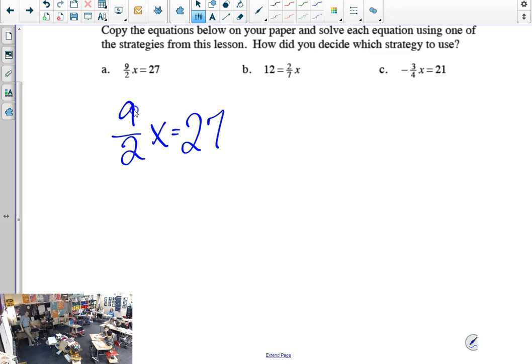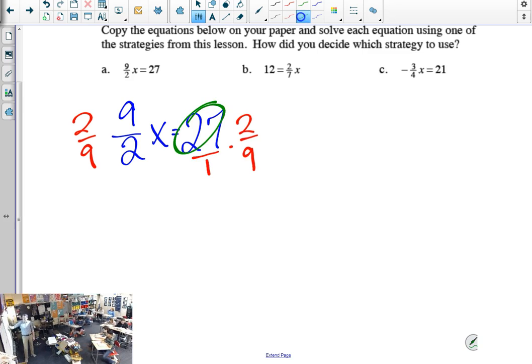Zach, what do I multiply by on both sides? 2/9. Hey guys, here's how you make your life easy. Cross reduce when possible. I saw people reaching for calculators. Cross reducing, reminder, not cross multiplication. Cross reducing.